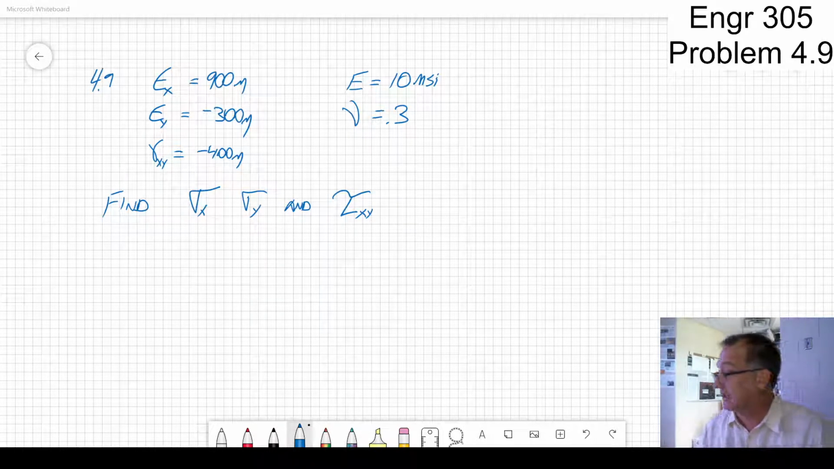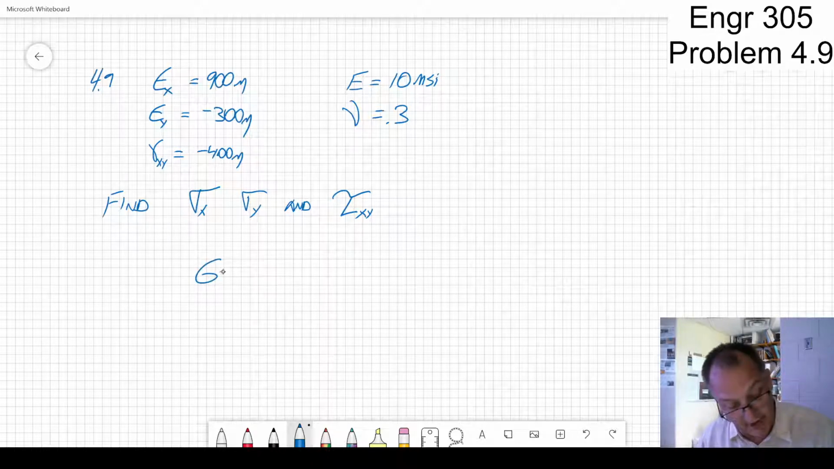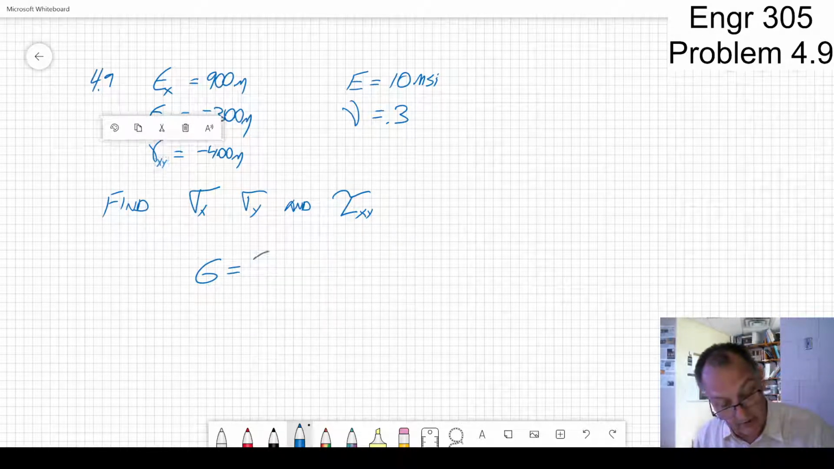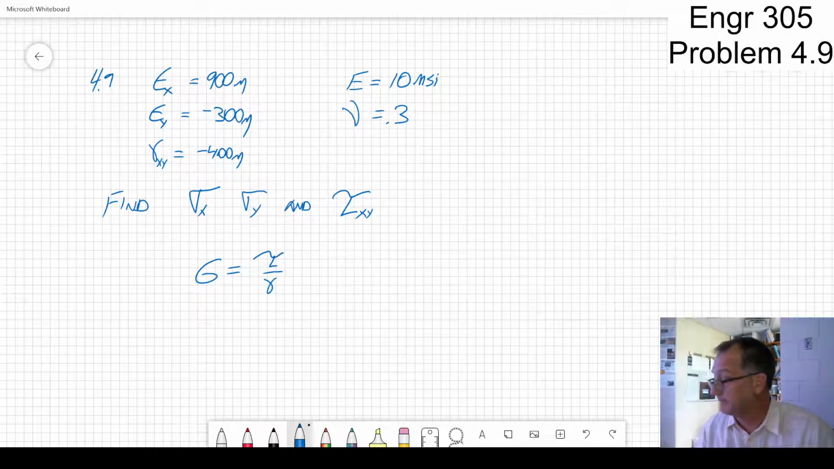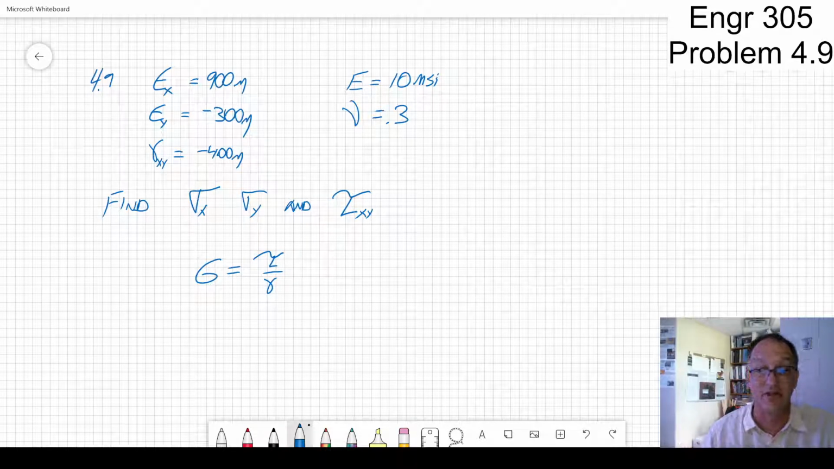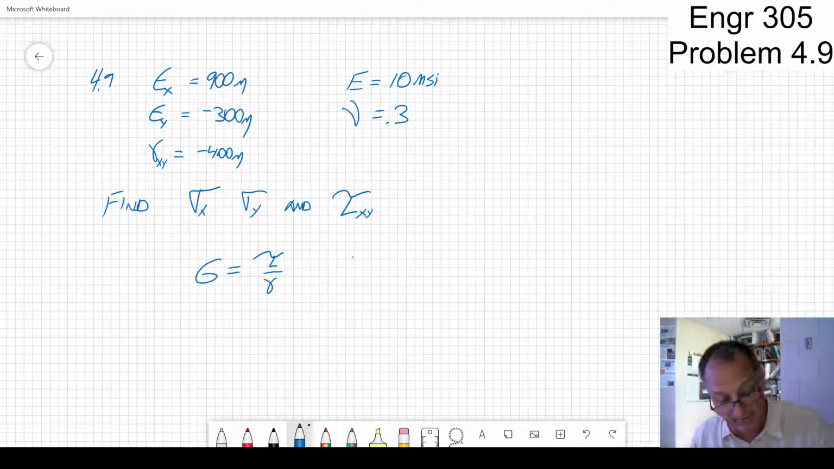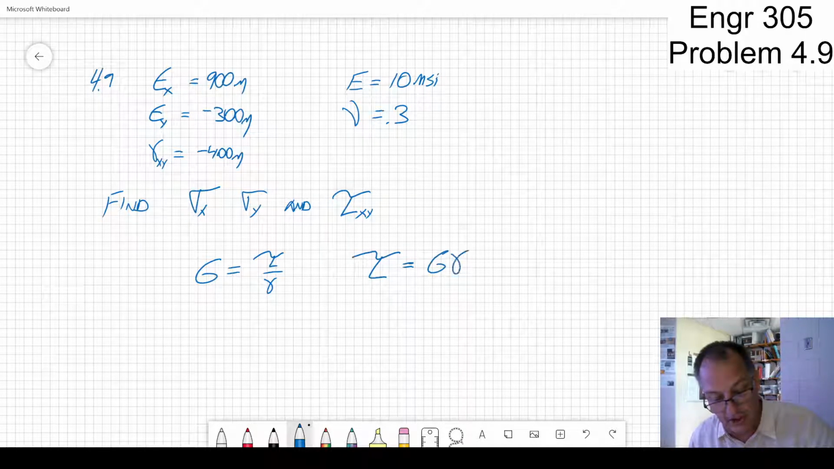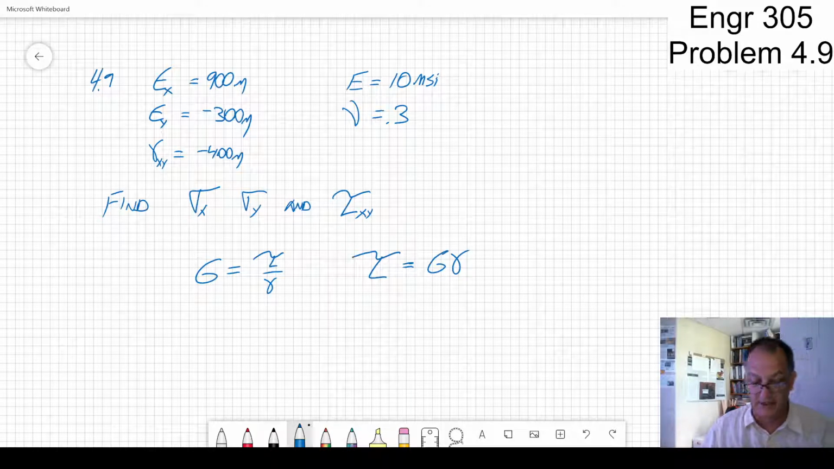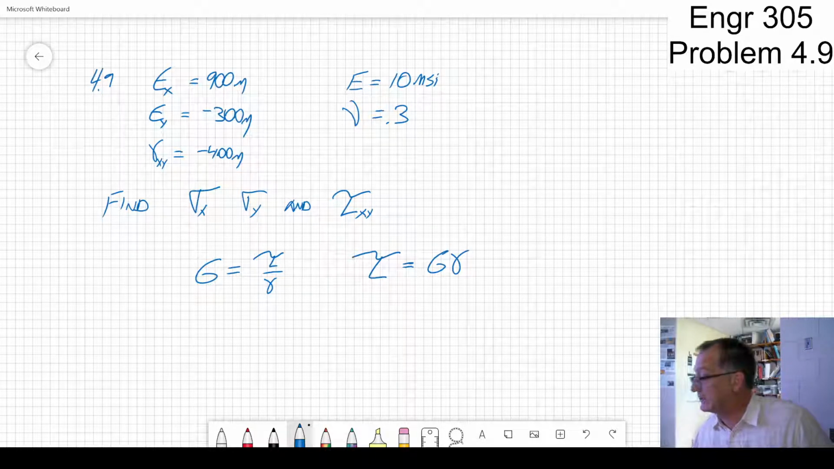First we've got to get our equations. The definition is G equals shear over gamma. That doesn't have any directions. When you get shear strain in one direction, it doesn't create shear strain in the other direction. There isn't the equivalent of a Poisson's ratio for shear strain. So in that sense, the shear stress is equal to G gamma. Now, the problem is I've still got to figure out G.